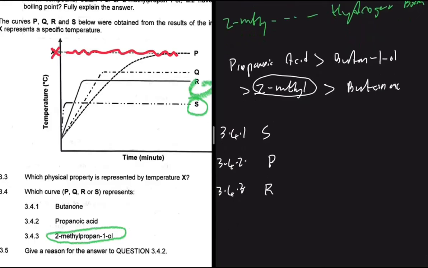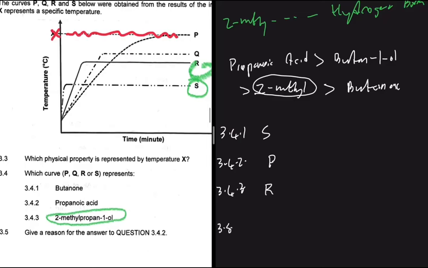And then 3.5, let's give a reason for the answer in question 3.4.2. Why we say P is propanoic acid, right? We know that hydrogen bonding is much stronger than dipole, right? But then the hydrogen bonding in propanoic acid is much stronger than the hydrogen bonding in the 2 alcohols. The compound here with the highest boiling point, with the strongest intermolecular forces, should be propanoic acid. And that is why we're saying it is compound P.